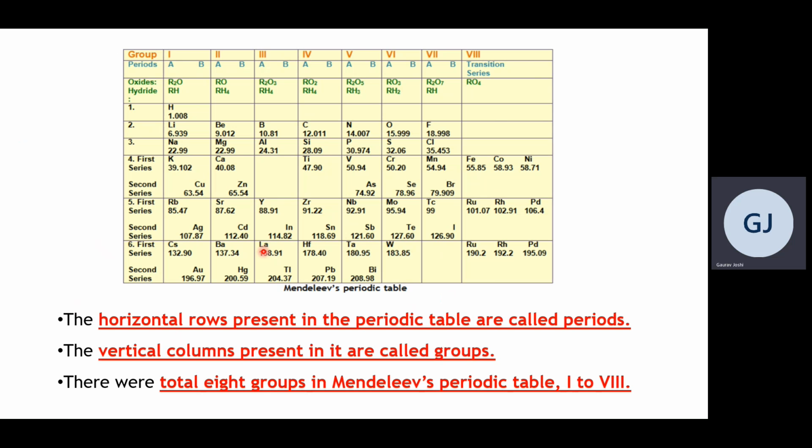So in his table, the horizontal rows of the periodic table are called the periods, right? And the vertical columns present in it are called the groups, right? So he has classified them into groups and periods. There were a total of 8 groups in the Mendeleev periodic table, 1 to 8, right? So these were the groups, and these were the periods. He classified the elements on the basis of groups and periods.